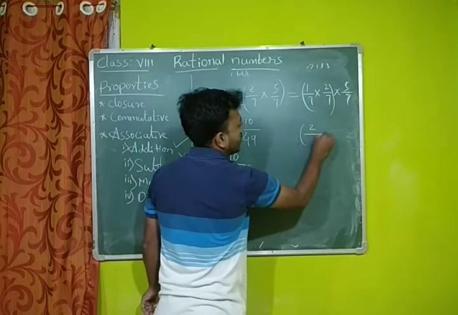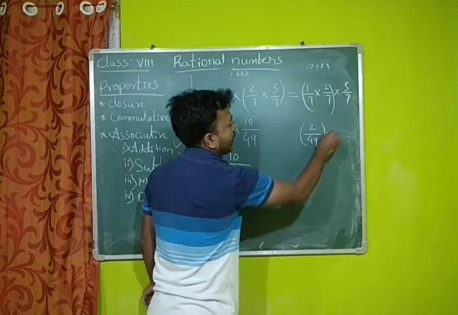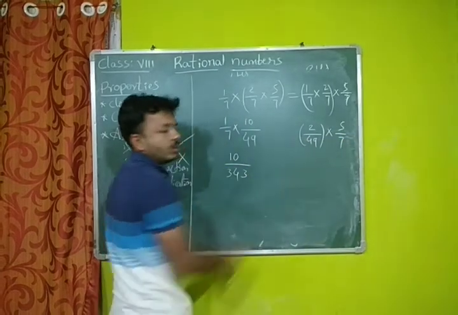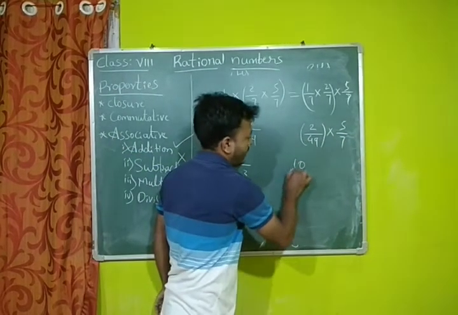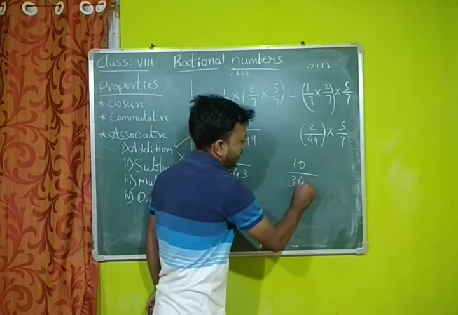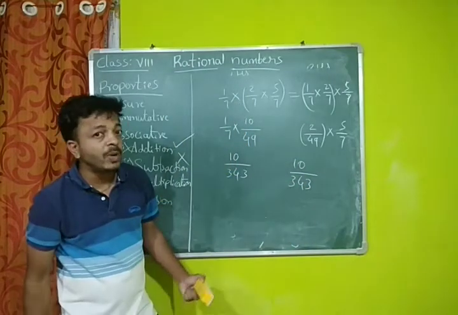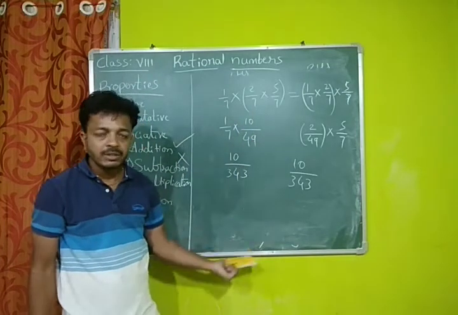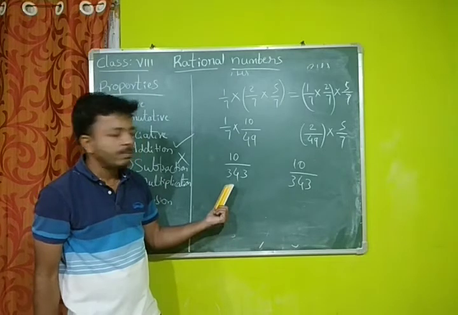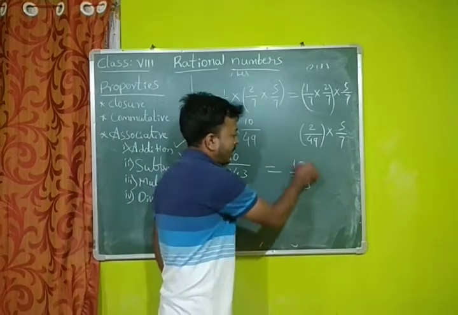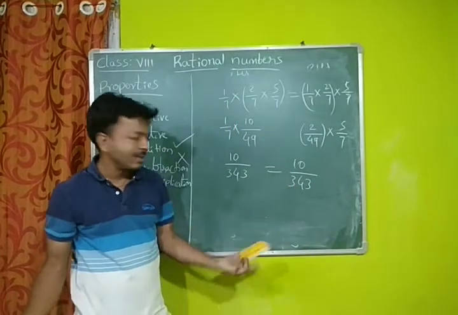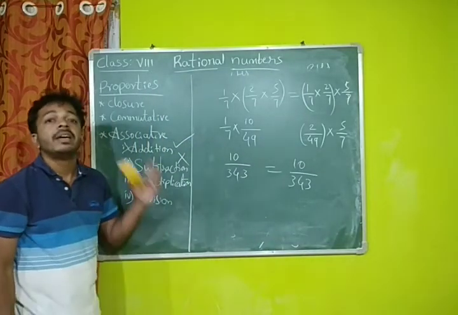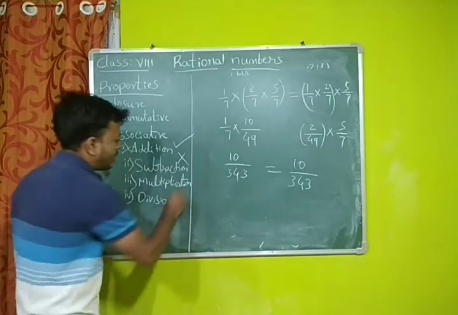Now this is 1 upon 7 multiplied by 2 upon 7. 1 2s are 2, 7 7s are 49, multiplied by 5 upon 7. And 2 5s are 10. 49 multiplied by 7 is 343. So what is 343? 7 cube. 7 7s are 49. 49 7s are 343. So now 10 divided by 343 is equal to 10 divided by 343. Yes. Multiplication is proved. Multiplication is applicable in associative property for rational numbers.